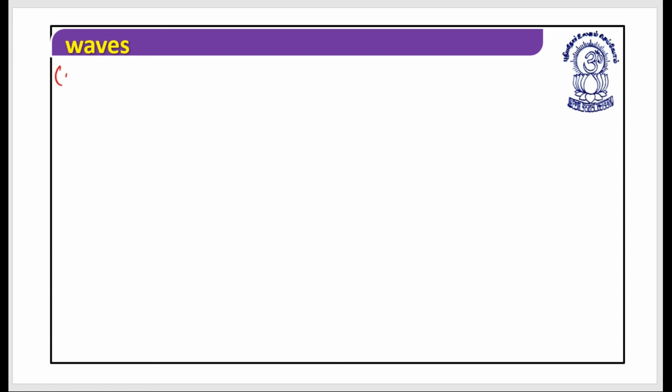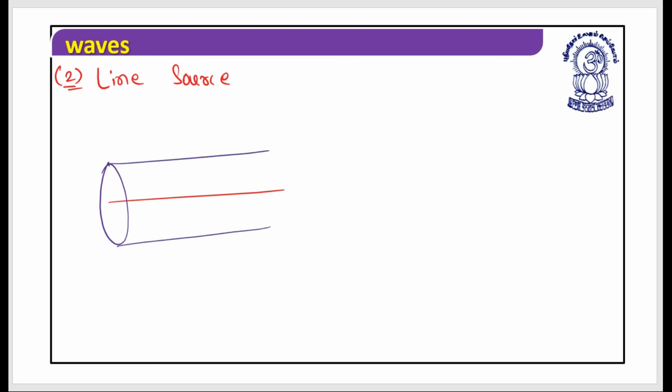Now let's talk about the second source, which would be, let's say, the line source, something like this, from which the energy will be moving. Then it will form a cylinder having length L, and this is the radius r.